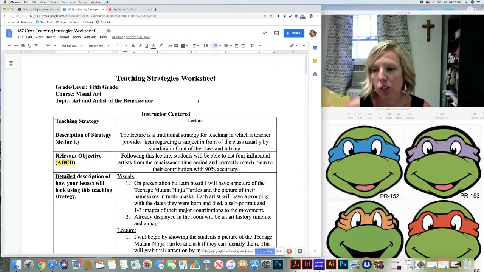So for the art and the artists of the Renaissance, what I've done is I've correlated the artists of the Renaissance with the Teenage Mutant Ninja Turtles. It's a pretty easy correlation because they're all named after one of the artists of the Renaissance, and a lot of the students don't know this. So I use the four artists and we talk about them, and it provides me sort of a reference point. I can talk about specific things about each artist and move on from there.